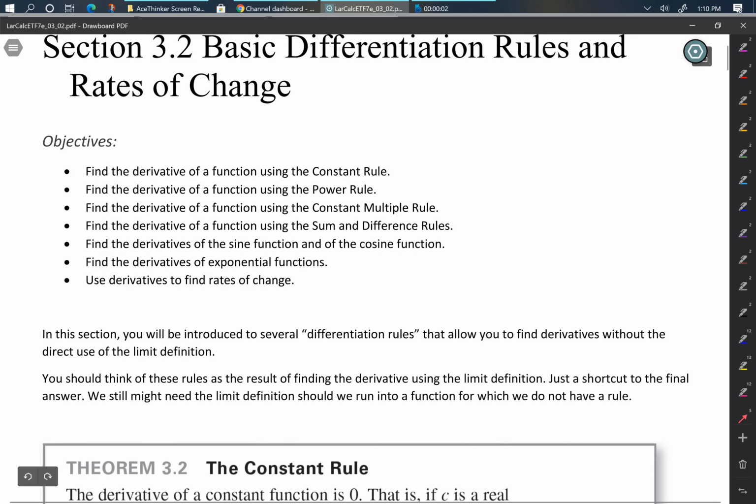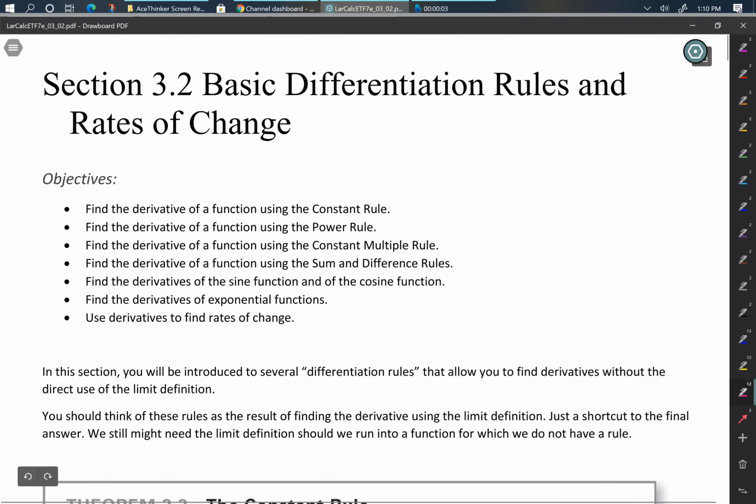Okay, so welcome to section 3.2. Title of section 3.2 is Basic Differentiation Rules and Rates of Change. Basically we're going to cover two things in this section: some basic rules for differentiation and some applications of the idea of a rate of change.